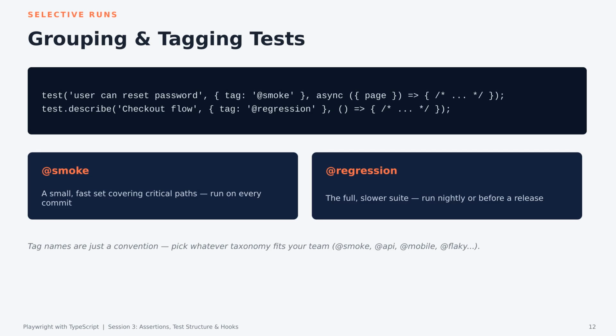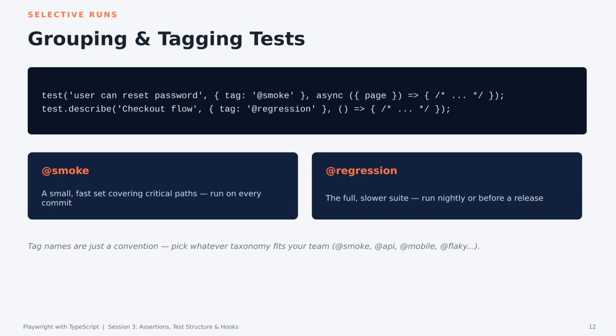Let's talk about tagging, which is about selectively running subsets of your suite. Here's the syntax. Test: user can reset password, with a tag of @smoke, and then the test function, or test.describe checkout flow tagged @regression. 2 tags worth knowing as a starting convention. @smoke is a small, fast set of tests covering your critical paths, meant to run on every single commit. @regression is the full, slower suite meant to run nightly or right before a release goes out.